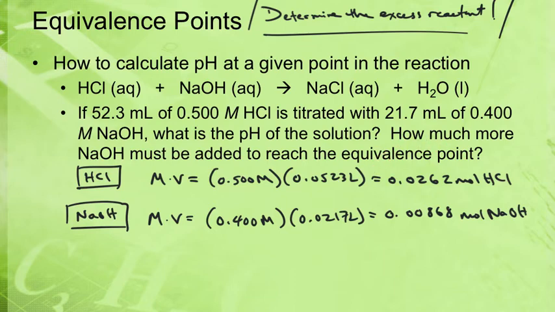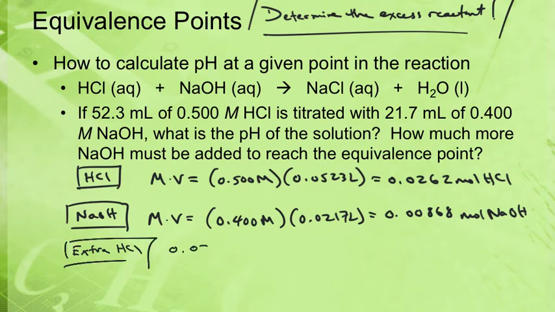Then we'll figure out how much we need to add of the base to reach the equivalence point. So let's figure out how many extra moles of HCl there are. Well, it reacts in a 1-to-1 ratio, which means I can simply subtract this number from this number to figure out how much extra HCl there is in moles. So let's go ahead and do that underneath here. Let's label this extra HCl. Okay, now this is in terms of moles, right?